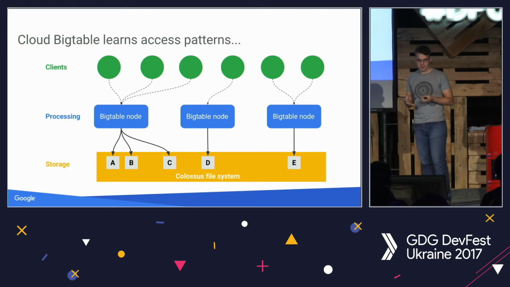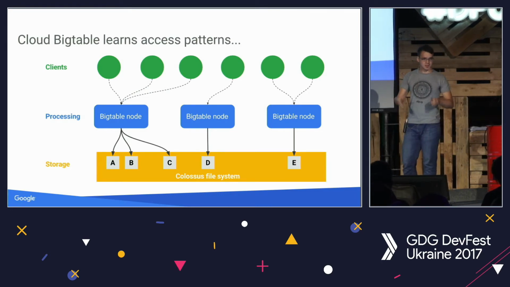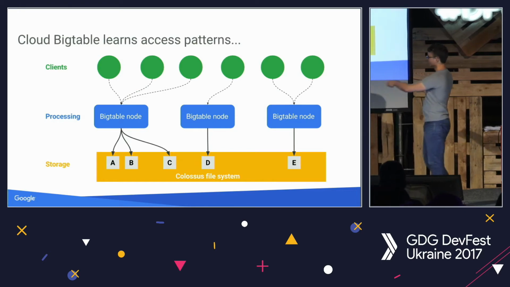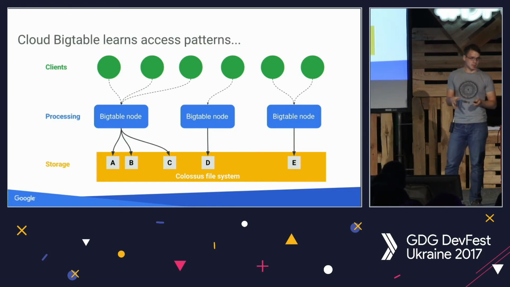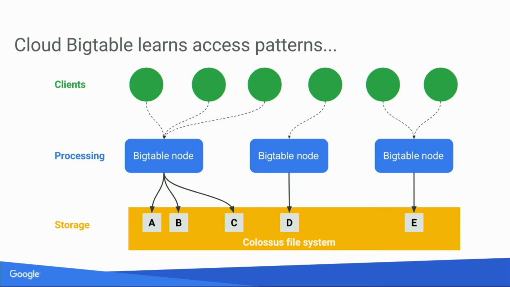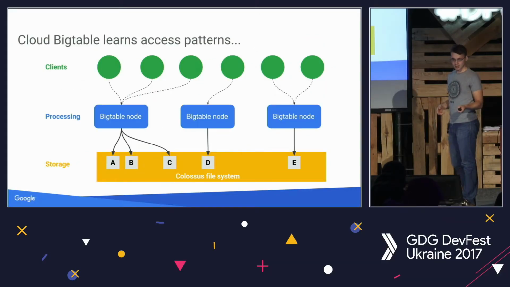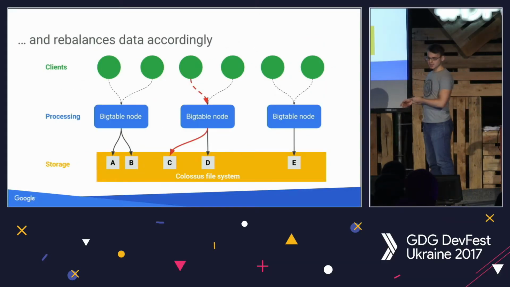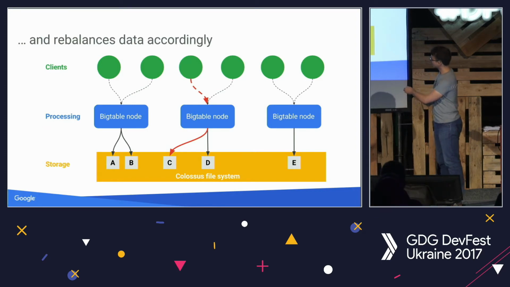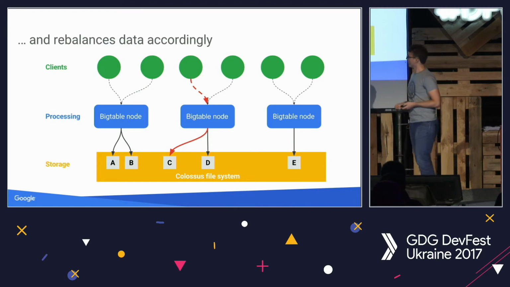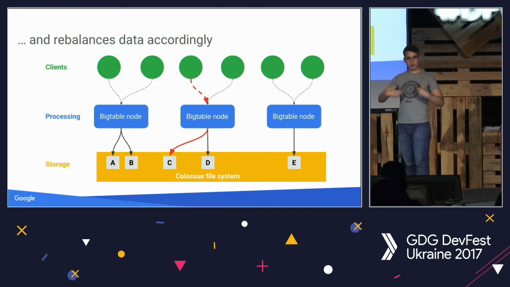Okay. Cloud Bigtable learns access patterns to the system. Just imagine that you have 5 keys, and some nodes are handling a division of the population of those keys. Now imagine that you have a very high throughput, a very high load, on a specific node. Cloud Bigtable learns access patterns and rebalances data accordingly. If node number 2 experiences very high load, it becomes hot and hotter.